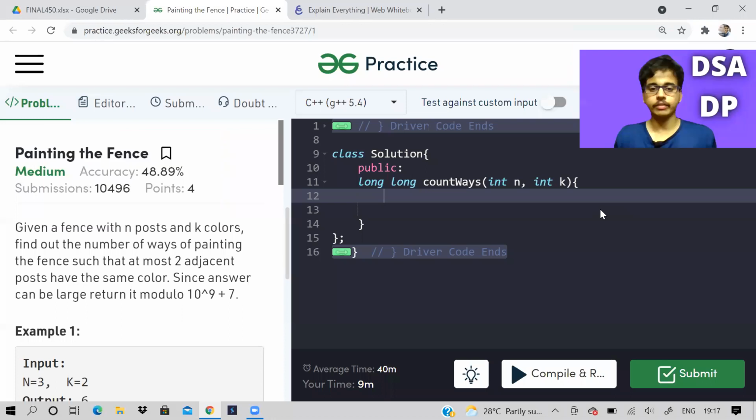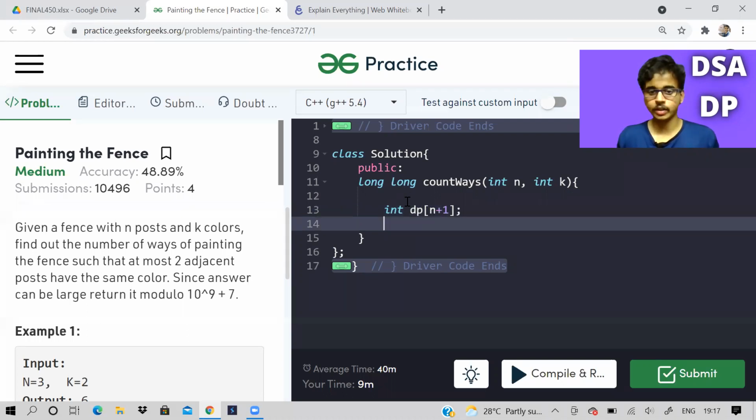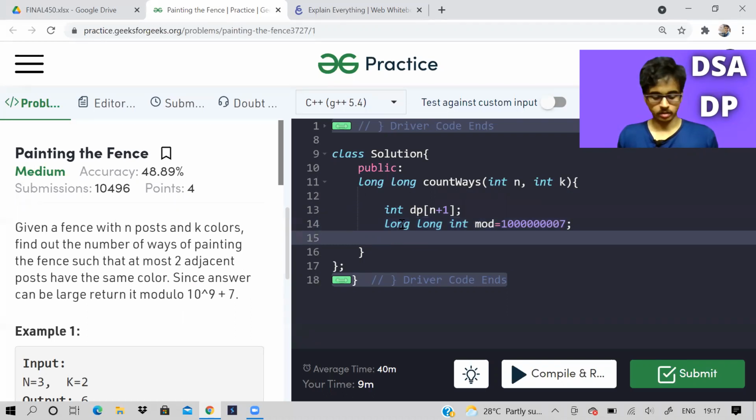So what all do we need? First of all, we will need a DP array. What is the size? N plus 1, because of 0 indexing, n posts will take n plus 1. And in this problem, it also says that we have to return the answer modulo 10 power 9 plus 7. So let us store that value in a variable called mod, 1 0 0 0 0 0 0 0 7. Okay, so this much we know.